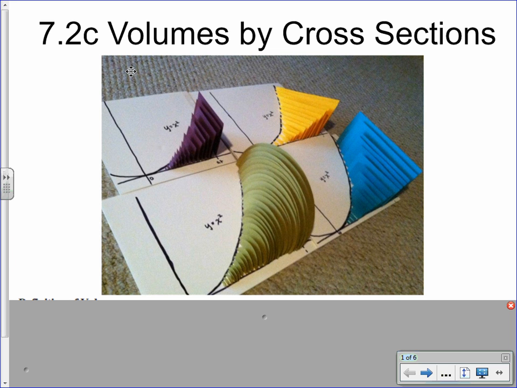Okay, so back to our picture. Here we have, it looks like squares laid in here. Here we have triangles laid in there. Here we have rectangles laid in there. So we are going to have to find the volume of each of these.